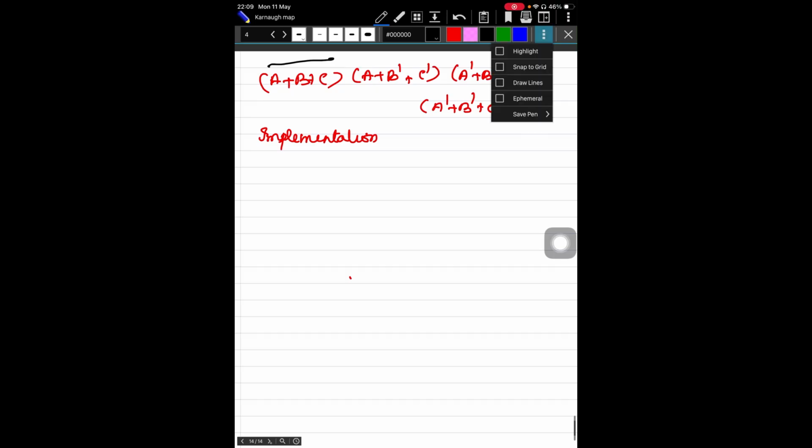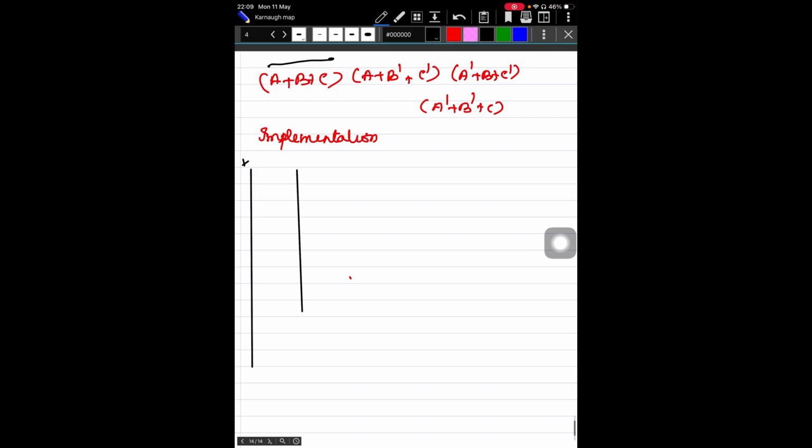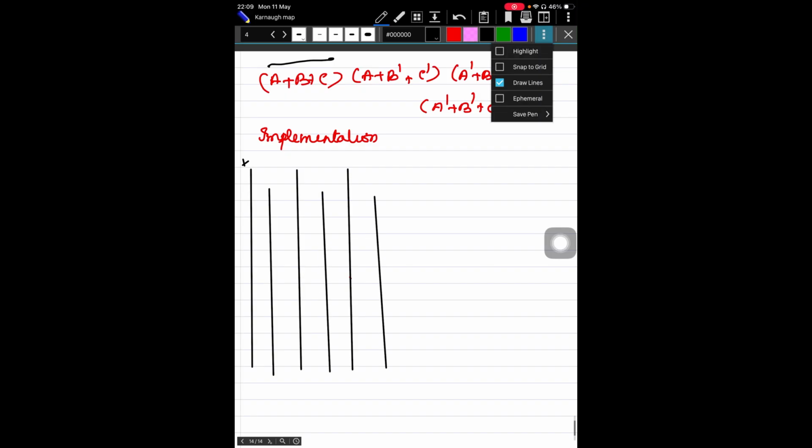So I'll draw my gates. I'll draw these things first. I need an A, I need a B, I need a C. I also need A dash, B dash, and C dash. So this is my A, this is my B, and this is my C. I'll put a NOT gate here, another NOT gate here, another NOT gate here. So what will they become? This will be A dash, this will be B dash, and this will be C dash, right?